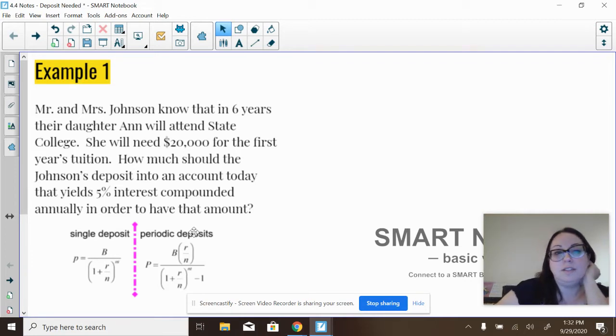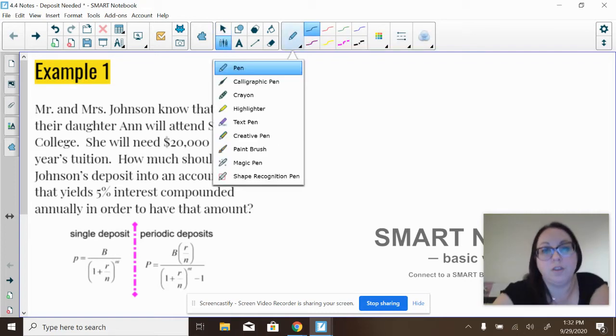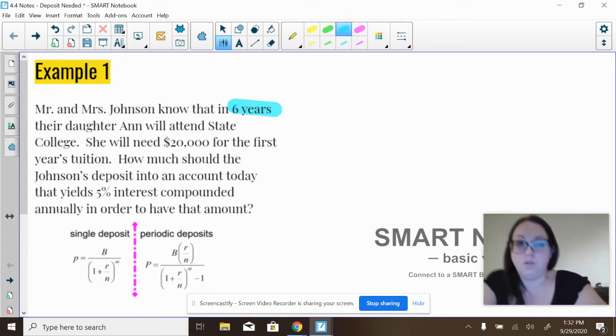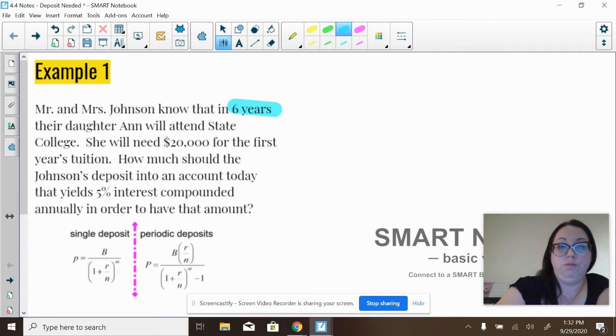Johnson know that in 6 years, their daughter Anne will attend state college. You guys, so first thing I'm going to highlight here, I caught that they know their kid's going to go to school or go to college in 6 years. Okay, so they've got 6 years left to save for college. She will need $20,000 for the first year's tuition. Oof. I'm going to go ahead and highlight that.